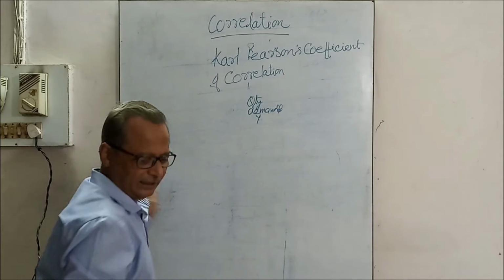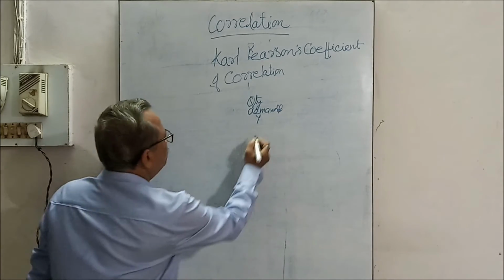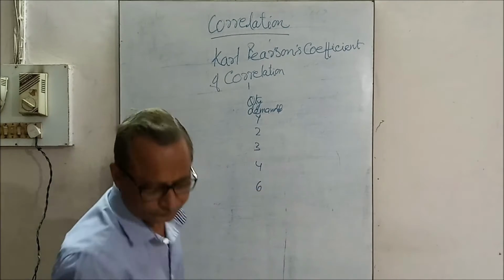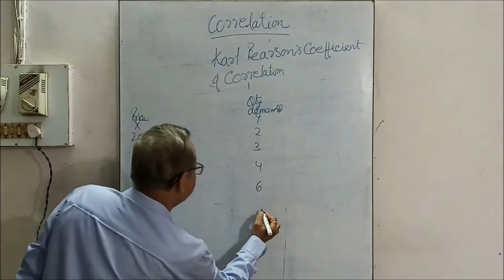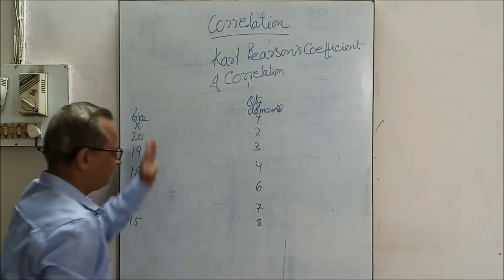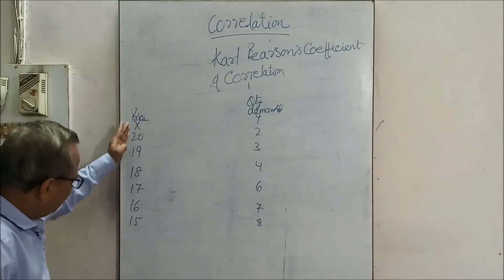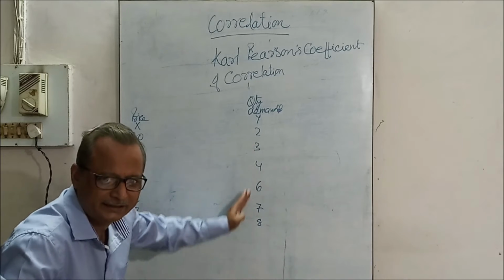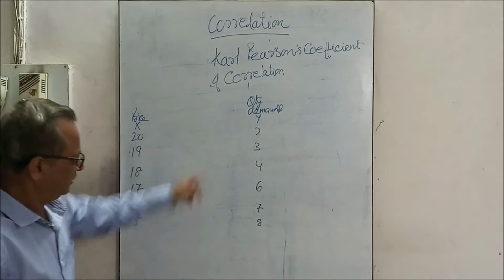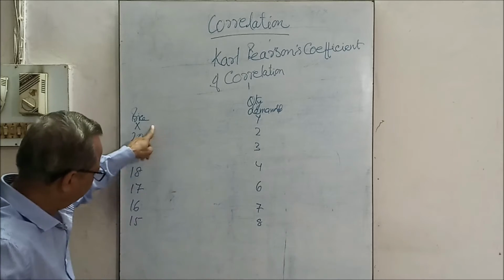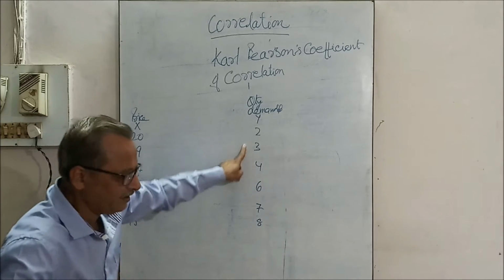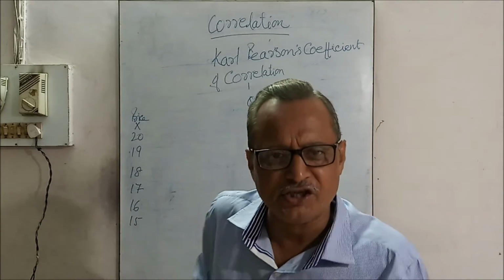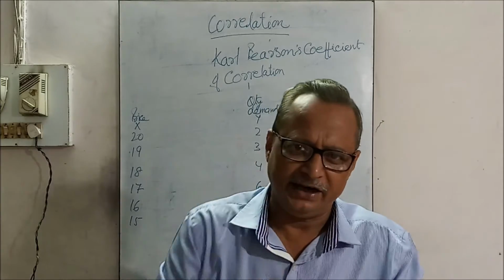And quantity demanded is 2, 3, 4, 6, 7 and 8. See here, an adverse relationship is there. As the price is declining, demand is increasing. This is upward: 2, 3, 4, 6, 7, 8. The price is reducing, demand is increasing. These variables are moving in the opposite direction.